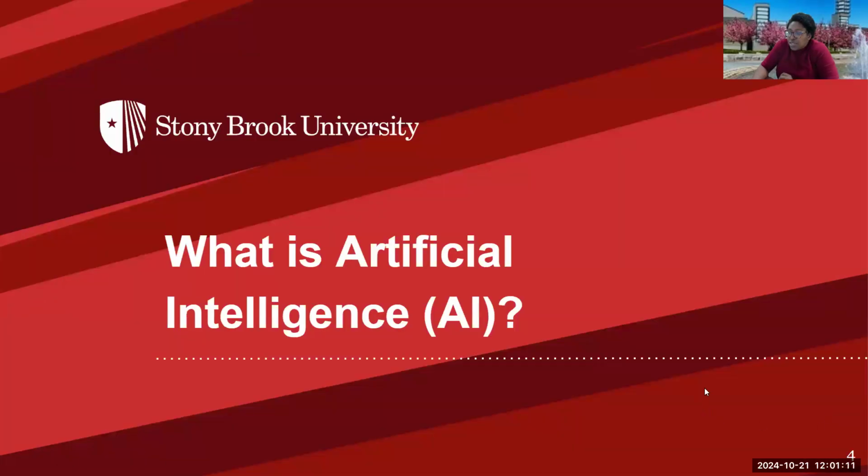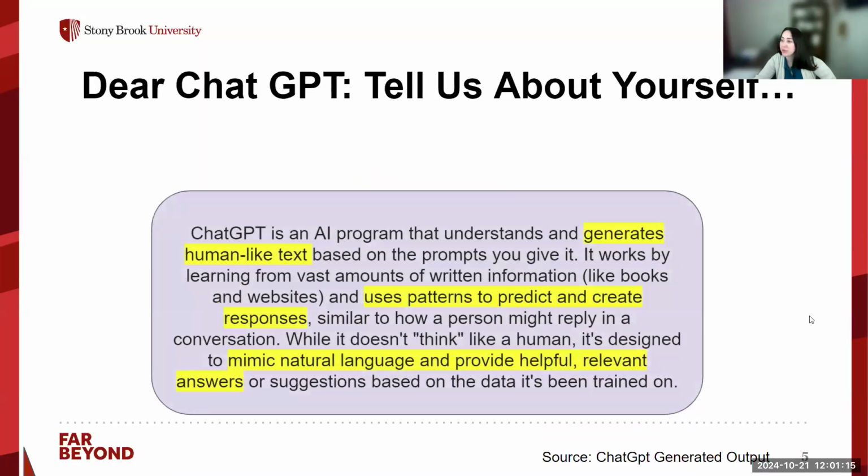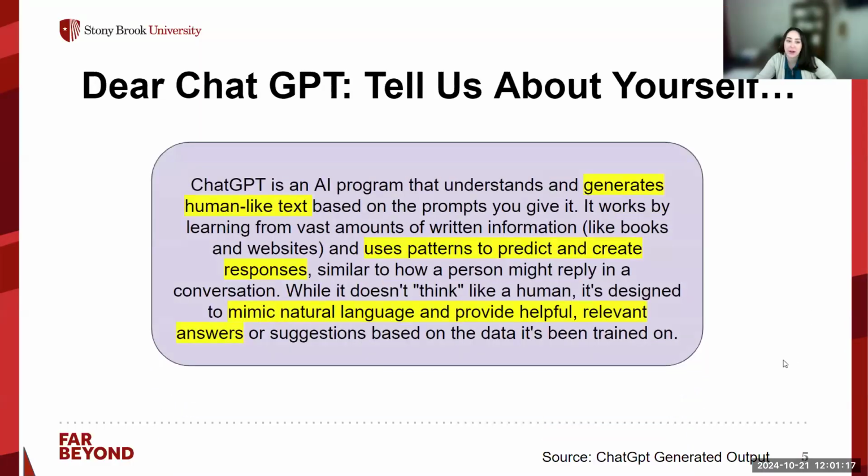So we're going to briefly get into what is artificial intelligence, Krista. Yeah, so I'm sure most of you have played around with AI here or there. We thought it would be fun to ask ChatGPT to tell us how it would define itself. So this was the text that we got back. You can see some of the keywords we highlighted is that it's a program that generates human-like text based on the prompts that you give it. It uses patterns to predict and create novel responses, and it works to mimic natural language in the way that a human might respond.